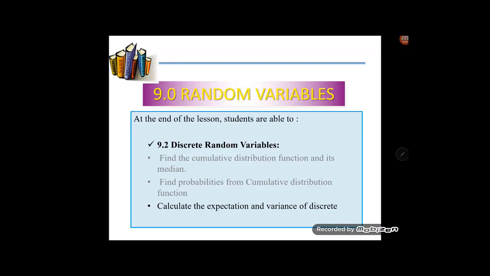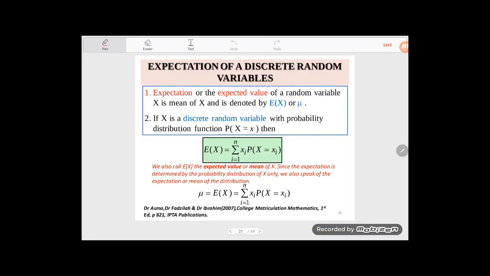Hello everyone, so for today we are going to discover 9.2 discrete random variables. So here is our learning outcome. At the end of the lesson, you should be able to calculate the expectation and variance of discrete random variables. So in this video, we are going to learn about expectation of discrete random variables.